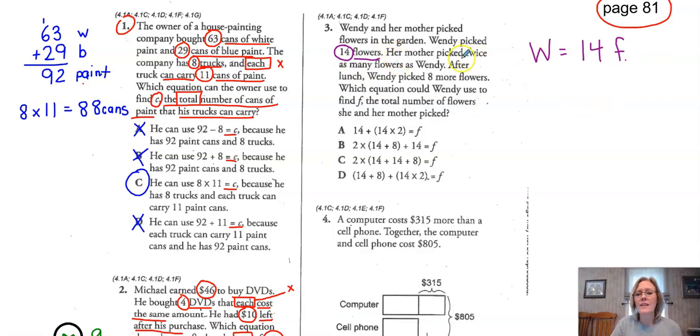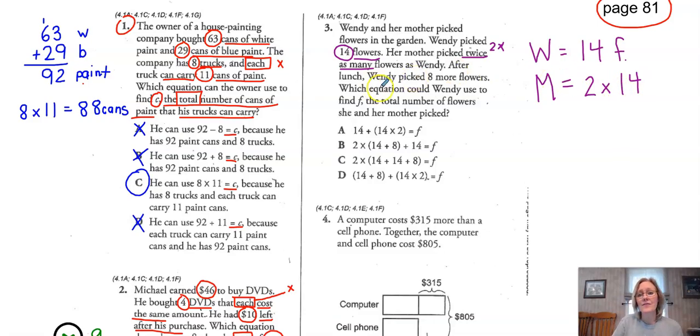Her mother picked twice as many flowers as Wendy. So twice as many for mom. What does twice mean? Twice means you have to do it 2 times. And if you're doing something 2 times, I just said times there, didn't I? 2 times. That means that mom, let me make that look like a times sign, that mom would be 2 times as much as Wendy's number. So there we go. 2 times as much as Wendy.